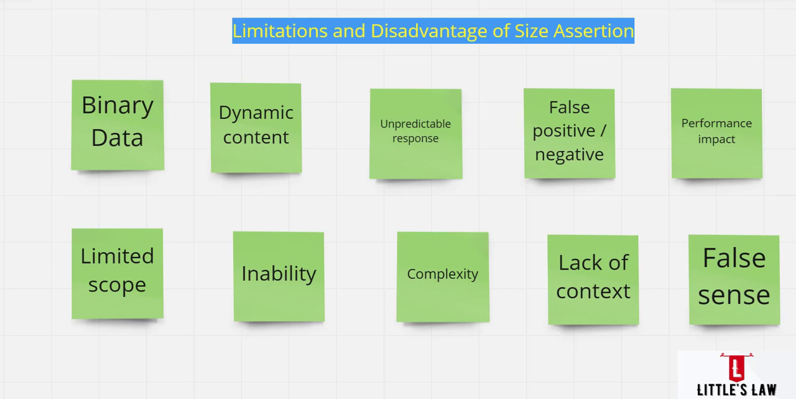When it comes to binary data, the size assertion in JMeter works by counting the number of bytes in the response, which may not always be accurate for binary data or compressed responses. In these cases, the actual size of the response may be different from what JMeter reports, which can lead to false positives or false negatives.